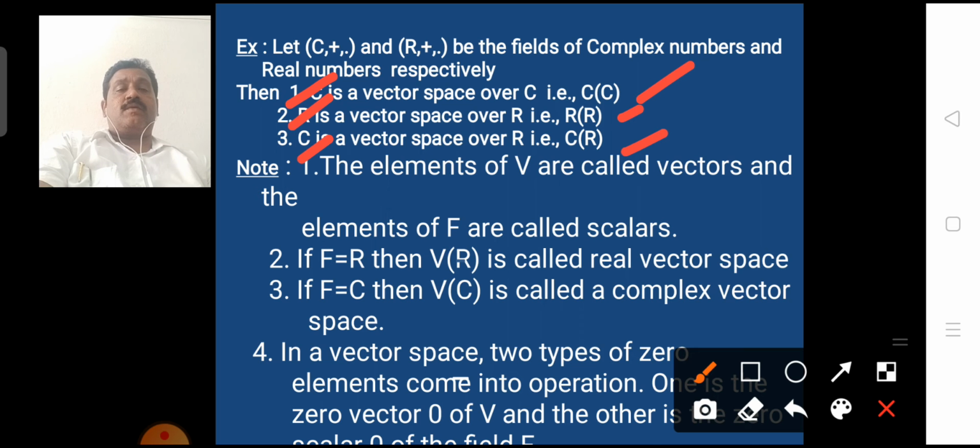Next, the elements of V are called vectors and the elements of F are called scalars. If we take field F equal to the real number system R, then the vector space VR is called a real vector space. If we take field F equal to C, the complex number system, then the vector space VC is called a complex vector space. In a vector space, there are two types of zero elements that come into operation. One is the zero vector, that belongs to V, and the other is the zero scalar, that belongs to F.